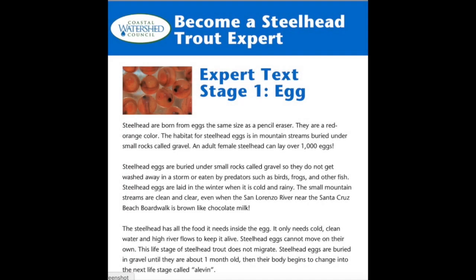Stage 1. Egg. Steelhead are born from eggs the same size as a pencil eraser. They are red-orange. The habitat for steelhead eggs is in mountain streams buried under small rocks called gravel. An adult female steelhead can lay over 1,000 eggs.